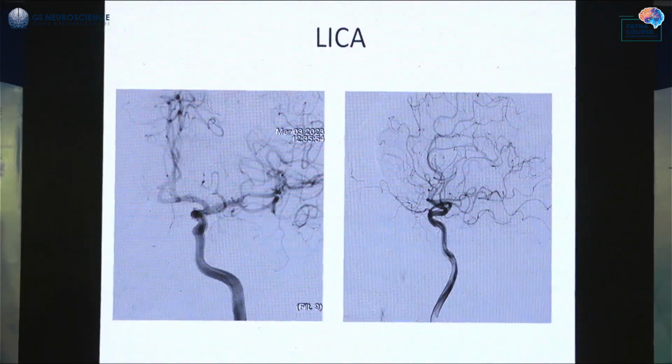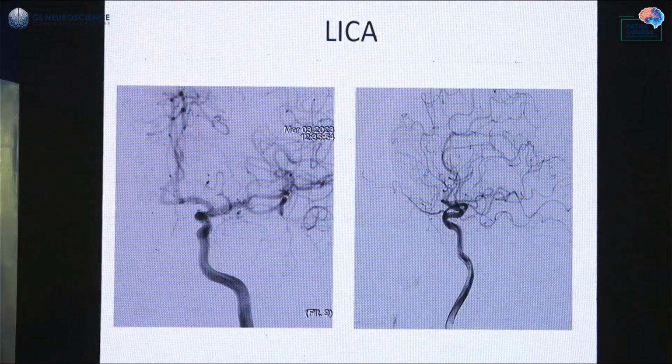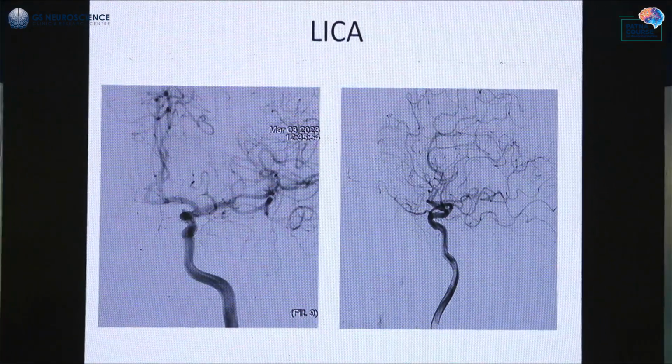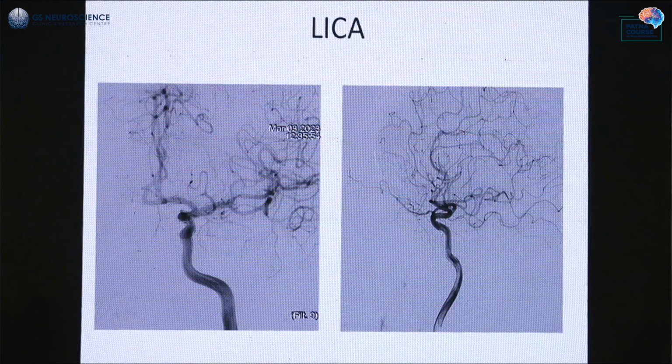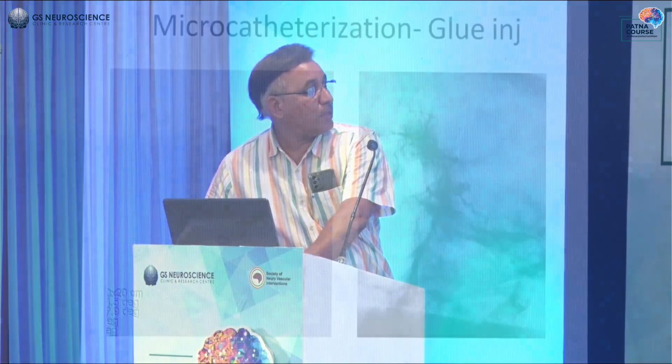This is the internal carotid injection on the left side, and it does not show any connection with the cavernous sinus, so there was no direct connection between the internal carotid artery and the cavernous sinus. There was only an indirect connection, so what we call a type C type of CCF.